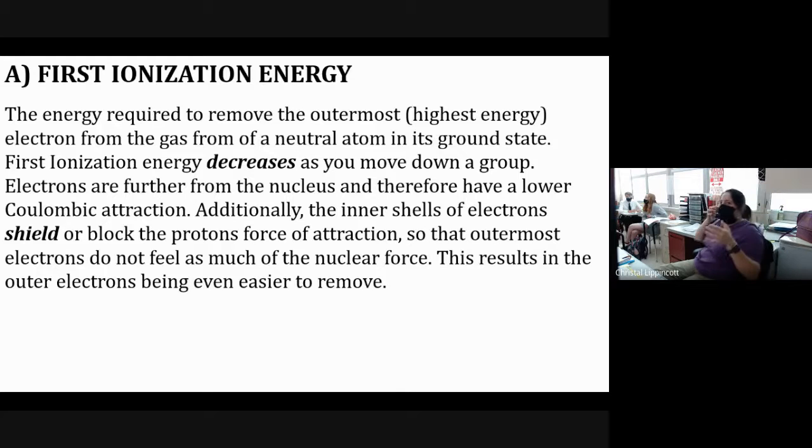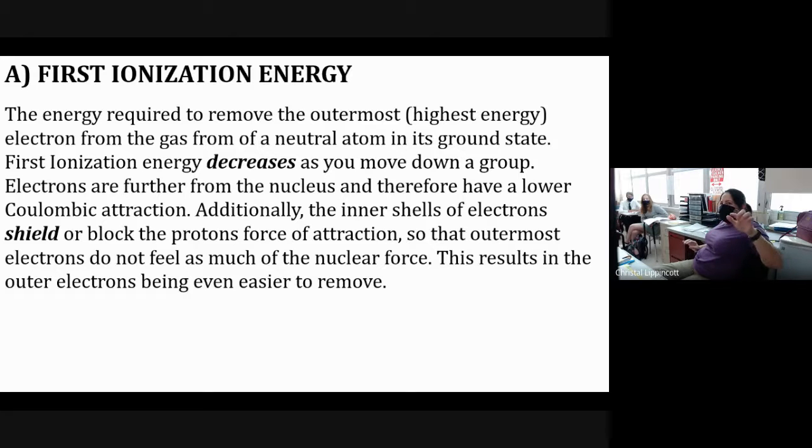Energy that it's going to take to remove an electron from the gas from a neutral atom in its ground state. So the stuff has to be in a gas form before they can actually do this. This is pretty much probably the last time you really need to concern yourself with the fact that it's a gas state, but just realize that that's part of it.